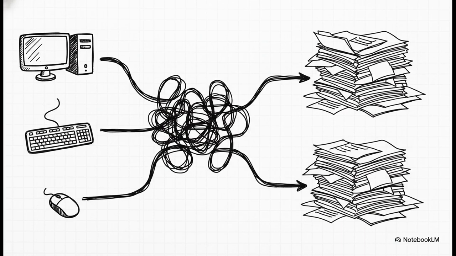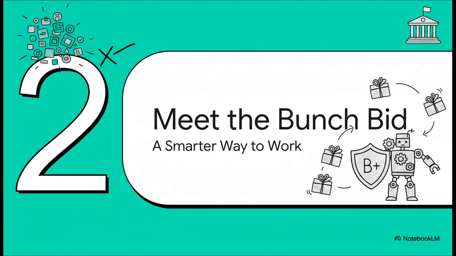Just think about it for a second. Let's say you need 50 desktops, 50 keyboards, and 50 mice. The old way, that could mean 3 completely separate bid processes. You're just entering the same information over and over again. It's so inefficient, and frankly, it's just a waste of your valuable time. So how do we clear this pileup? Well, let's meet the hero of our story today, the bunch bid.